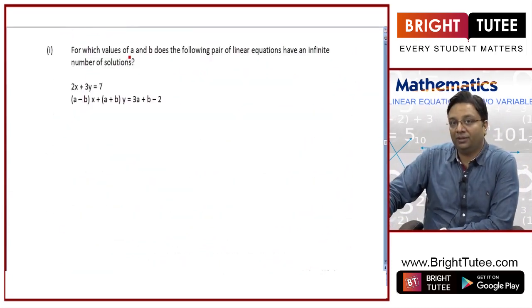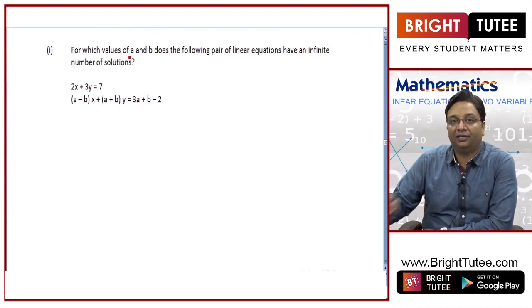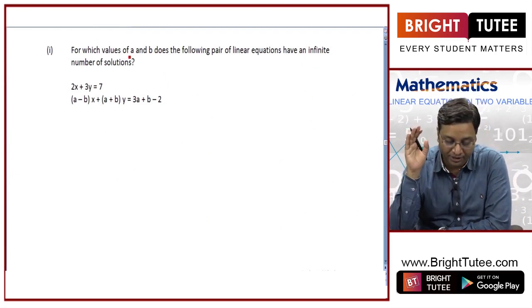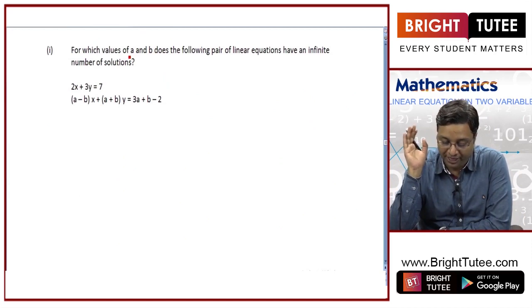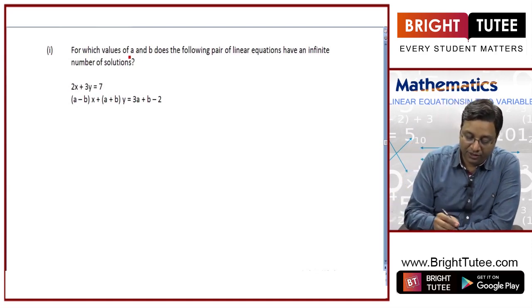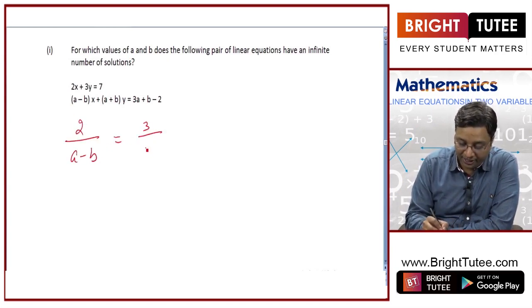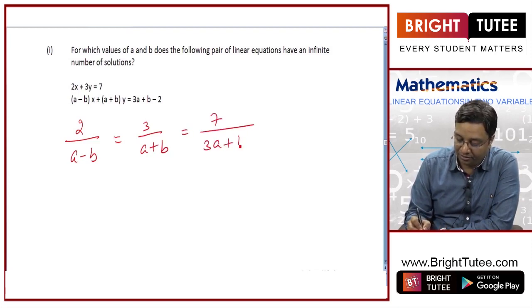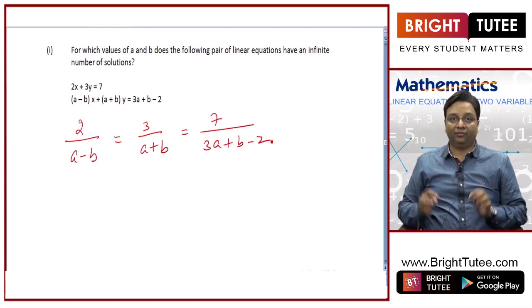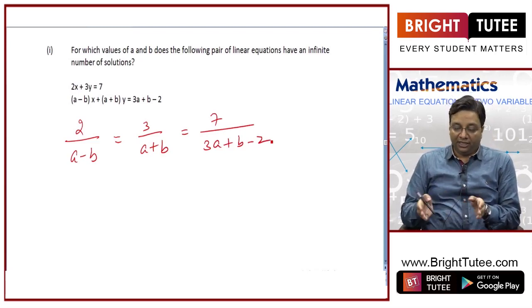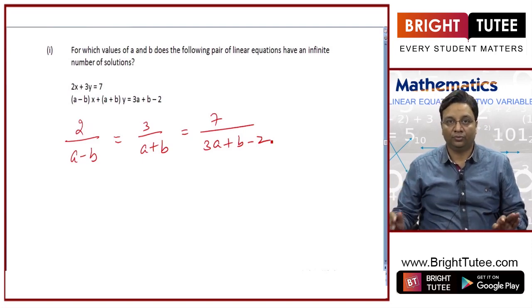I hope the cross multiplication method is interesting and easy for you right now. For which values of a and b does the following pair of linear equations have an infinite number of solutions? It will have infinite number of solutions if these ratios are equal, that is 2 by a minus b is equal to 3 by a plus b is equal to 7 by 3a plus b minus 2. It will have infinite number of solutions if this equality is true.